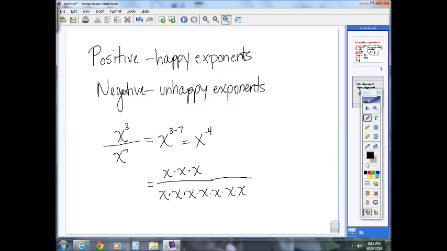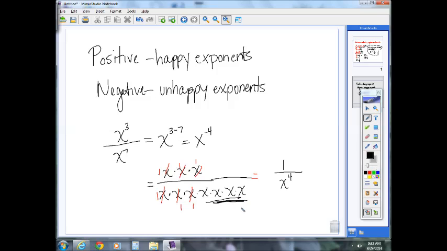Then you should be thinking to yourself, okay, how many of these cancel? Well, x goes into x once, x goes into x once, x goes into x once. So we're left with 1 in the numerator, because 1 times 1 times 1 is 1. And what are we left with in the denominator? x to the 4th power. Notice that exponent is happy. Why is it happy? Because that's where they were left over.